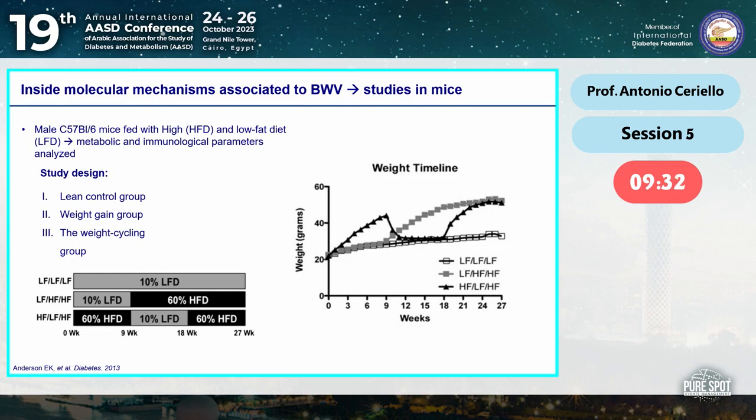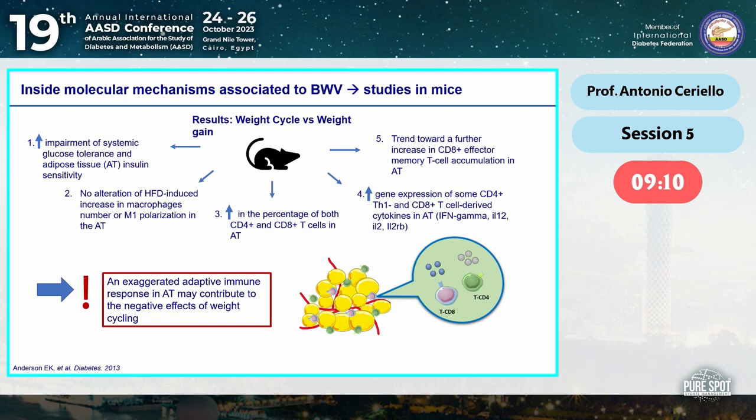You see here that in these mice, which were fed in order to not gain weight, to gain weight and to be stable in this high weight, or to go up and down in weight, some pathophysiological pathways were explored. At the end, what was coming out, just in summary of these very complicated pathways, is that an exaggerated adaptive immune response in the mice in which the weight was going up and down may contribute to the negative effects of weight cycling.